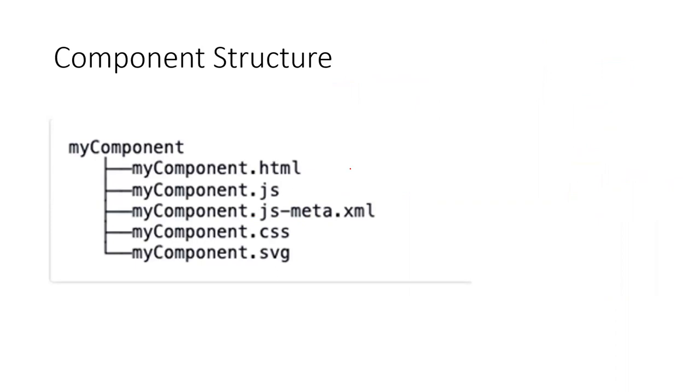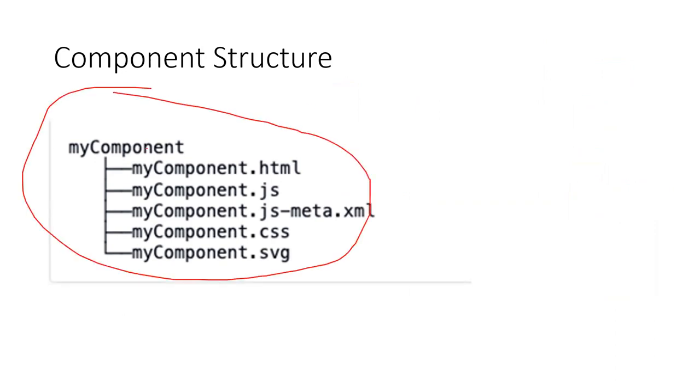So here it is. This is basically the component structure. This is the folder name, which is myComponent. And now, because myComponent is the folder, all files will start with myComponent. So it will say myComponent.html, myComponent.js, myComponent.js-meta.xml, CSS and SVG.